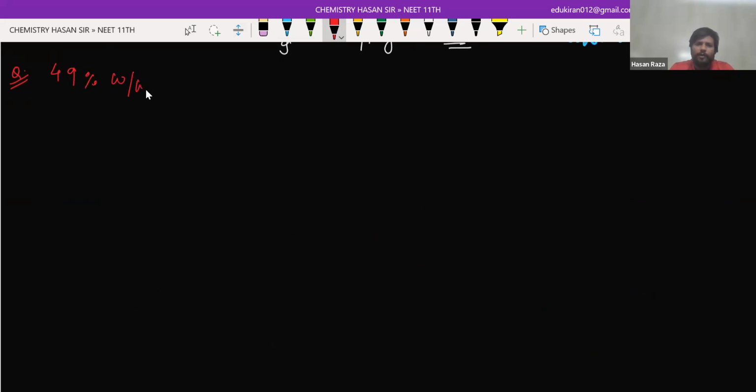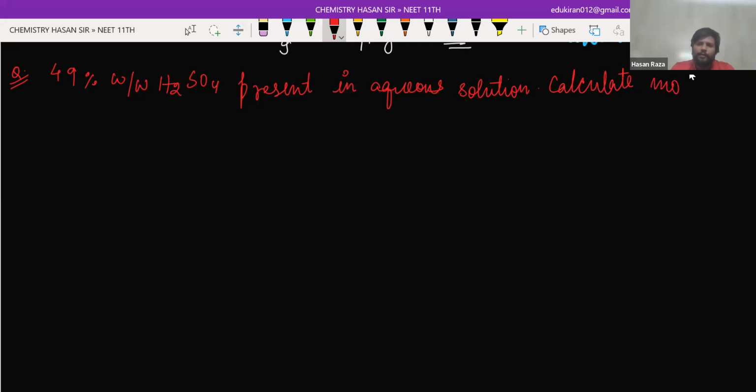49% weight by weight H2SO4 present in aqueous solution. Calculate molality. This is the last question on molality.